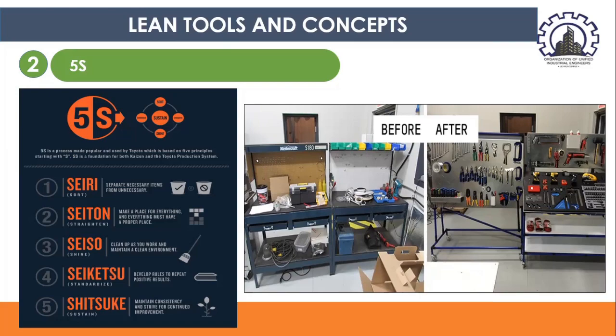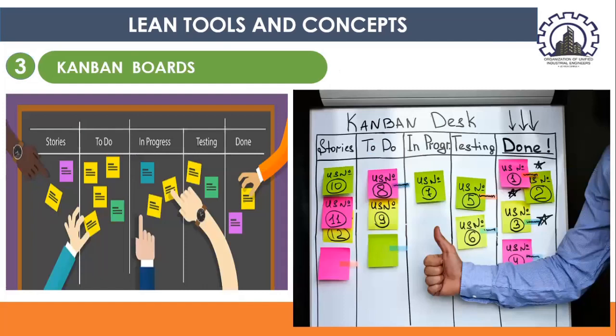And another lean tool and concept that we have is Kanban boards. So what do we mean by Kanban boards? As you can see in our sample pictures, you have the stories. So you have to-dos, what you need to do for today. You need to list down all the things that you're going to be doing today. Once it's started, it will be posted as in progress. And once it's completed, then you need to do testing. And once it's done testing, then it's finally done. So that is what we call Kanban boards.